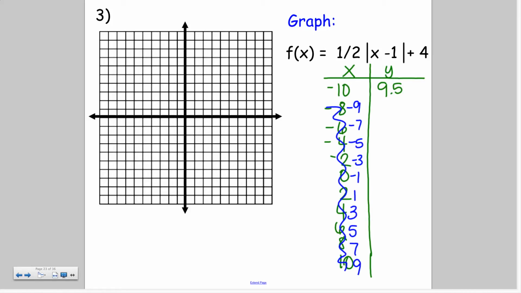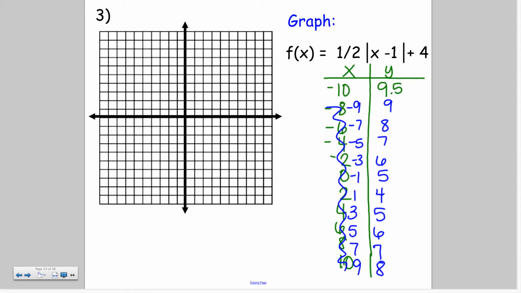Okay, now let's try and see if we can get a whole number. So if we plug -9 in, we're going to get 9. -7 is an 8. -5 is 7. -3 is 6. -1 is 5. 1 is 4. Then 3 is 5. 5 is 6. 7 is 7. 9 is 8. So we have whole numbers that we can work with.